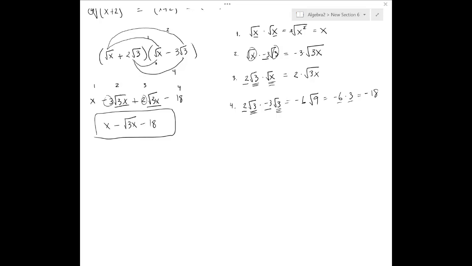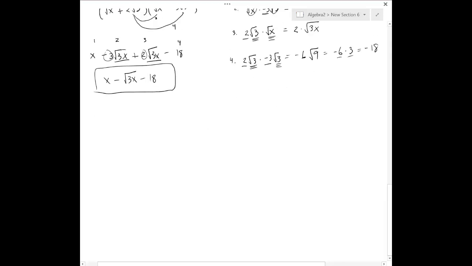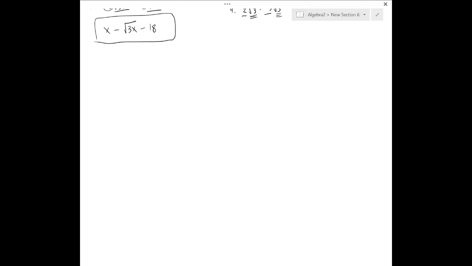Okay. The last 2 or 3 problems look like this. You're going to be asked to find the square root of x plus 4.